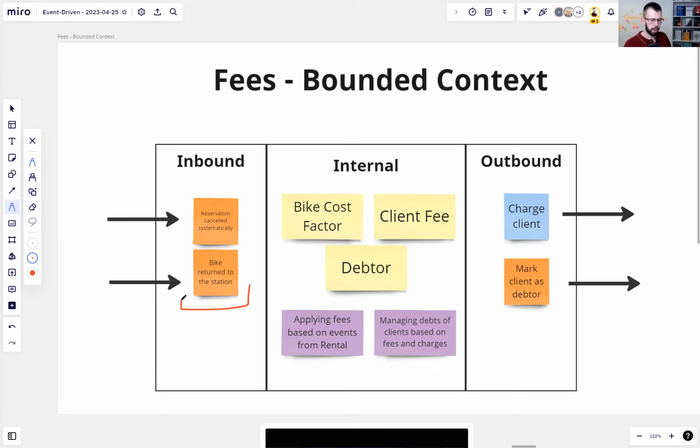And we have inbound communications on what we react to. So there are events of reservation counts systematically, bike return to the station, and outbound communication. So who we are contacting, who are we forcing to do something, and we inform about the changes that we have. So mark client as a debtor, charge a client. This is the communication that is going outside.